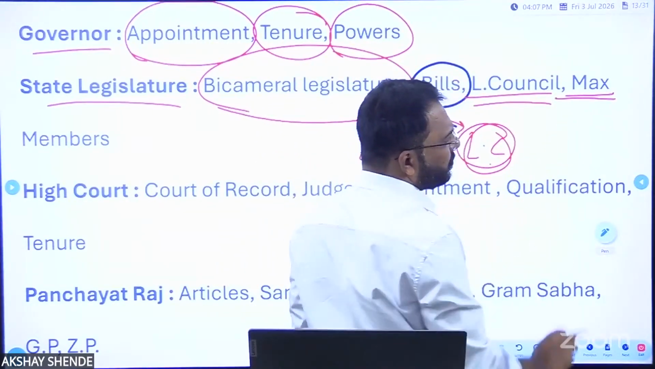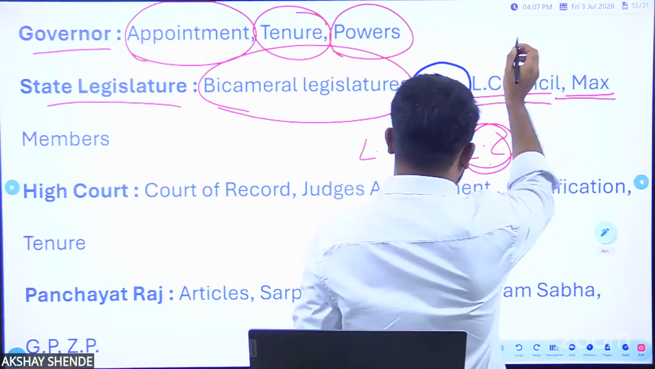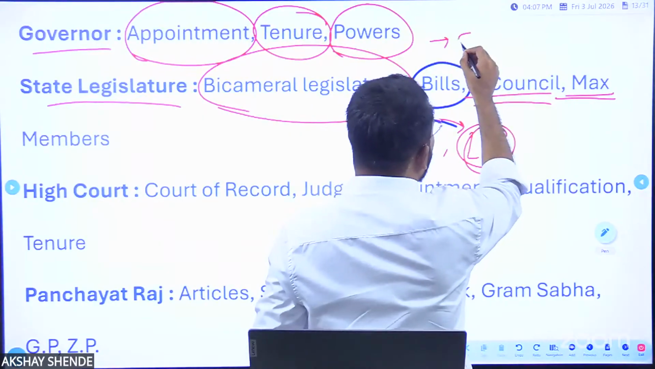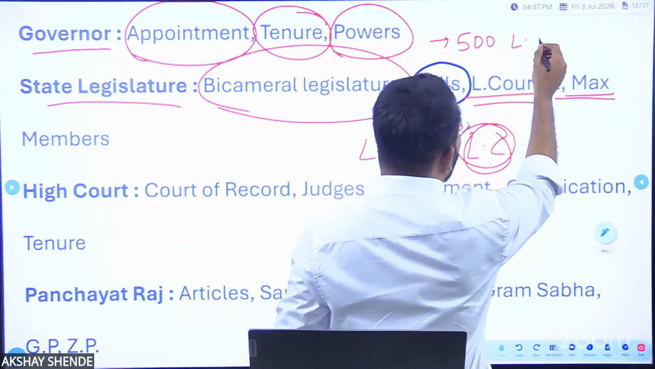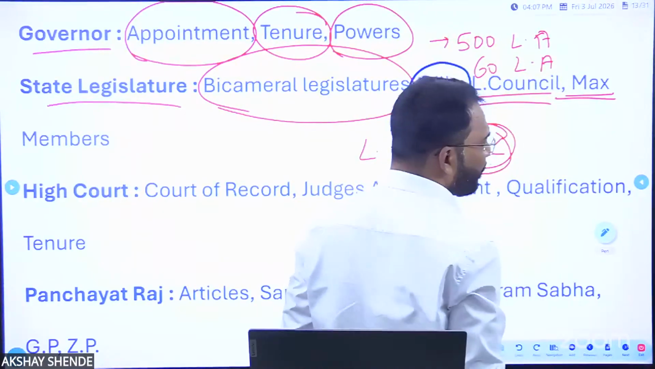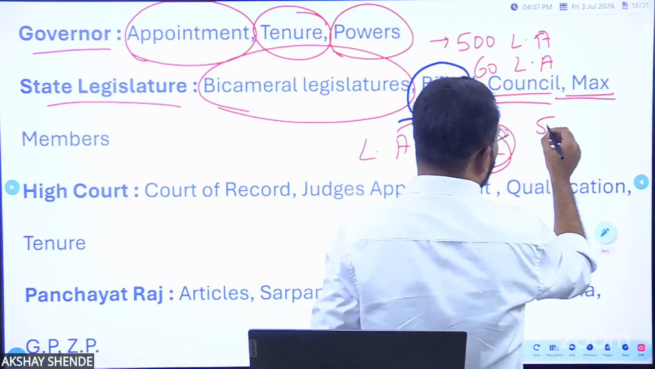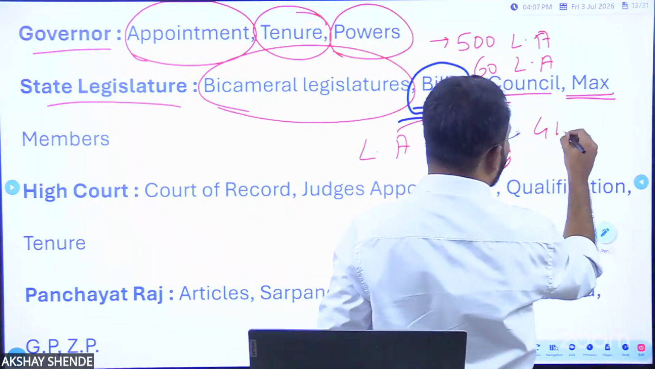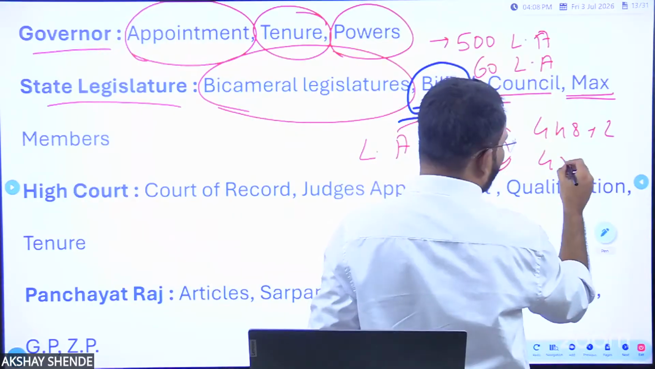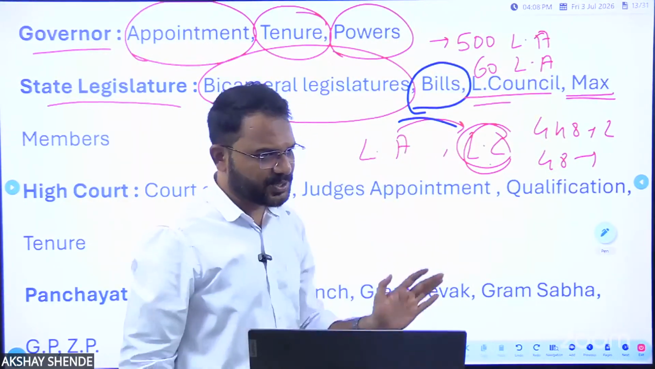Another important question, maximum numbers. They will give you a question or a statement, and in this statement, they will say that maximum 500 members can be there in Legislative Assembly, or minimum 60 members can be there in Legislative Assembly. Or they have asked you that Maharashtra has 448 members, or Maharashtra has 48 members. Okay, such types of questions they have asked you related to state legislatures.